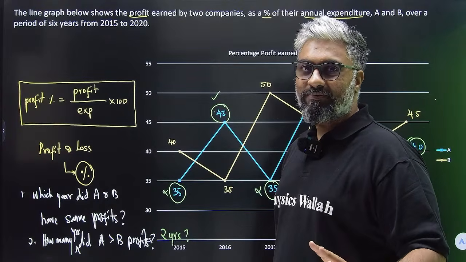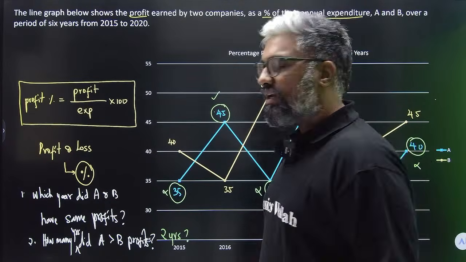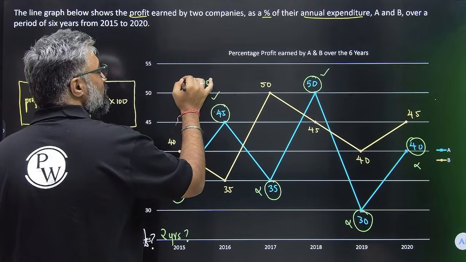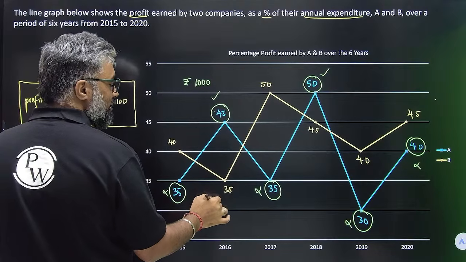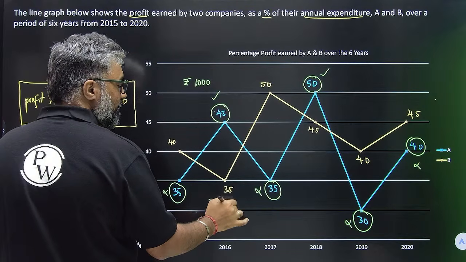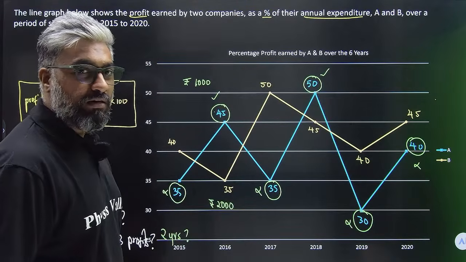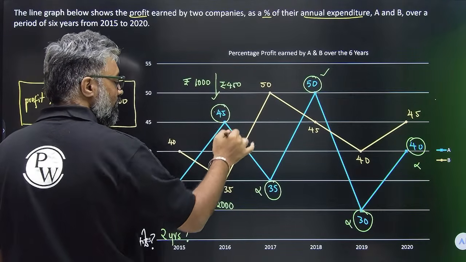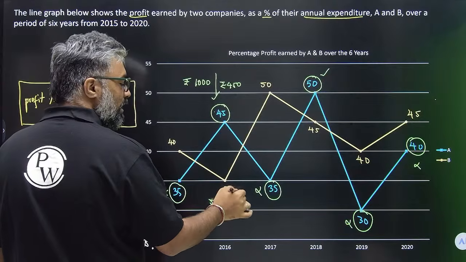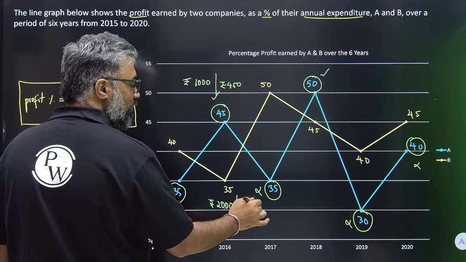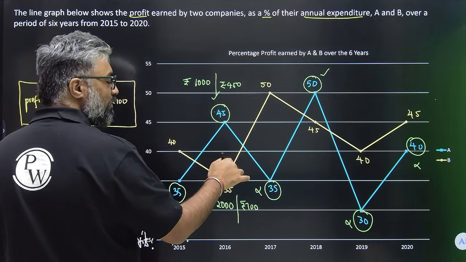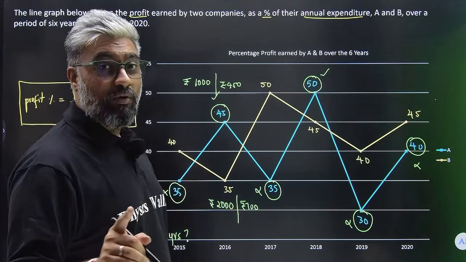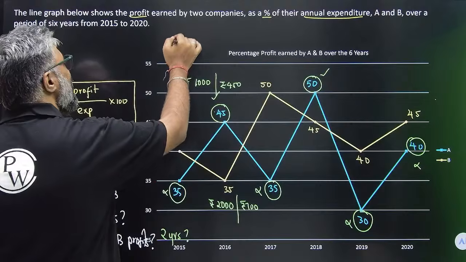Not necessarily. What if A's expenditure was only, let's say, 1000 rupees, and B's expenditure was 2000 rupees? What would be the profit in terms of rupees? Here it would be 450 rupees of profit, but here it would be how much? 700 rupees of profit. Which is more? Despite being only 35%, still this is more. So it all depends upon what? The expenditure.